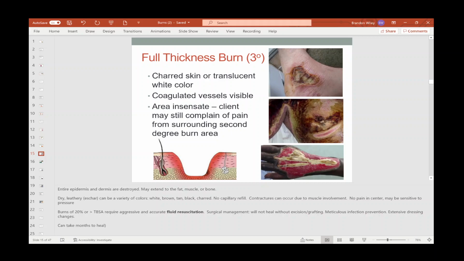It doesn't have pain except for the surrounding tissue, but they can sense that you're touching them. So even though the center is not painful, the tissue surrounding it is very painful. So they're still going to complain of a lot of pain. It's just not going to be in the center of that burn. Okay. But you can easily see here that you're not getting a cap refill in this thing, right? None of these. It's black. It's charred looking skin. Even if you didn't look at the hand, if you got the other two, you would know for sure that this is a full thickness burn.